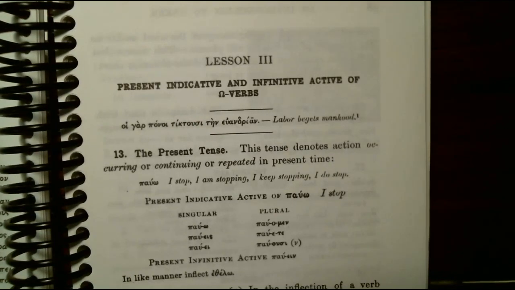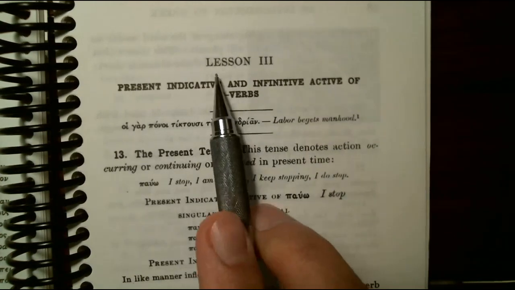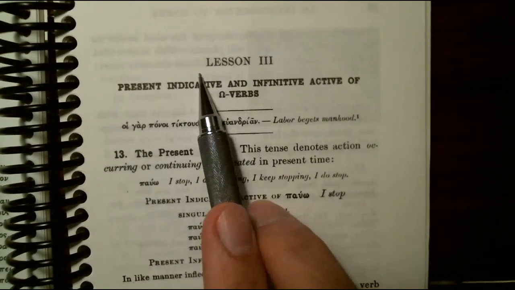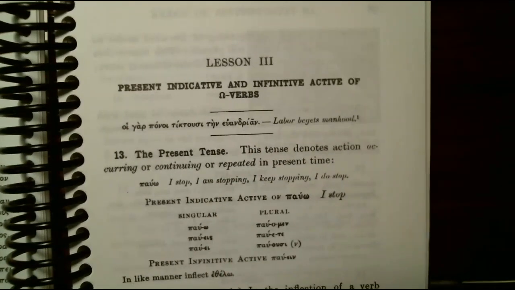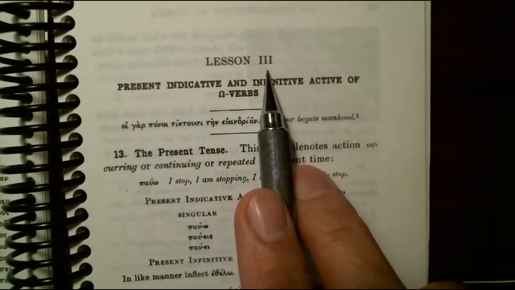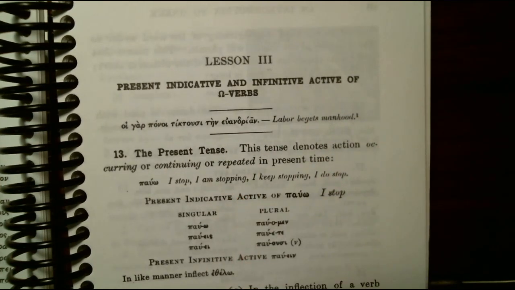This is Greek lesson number 5 and we are on chapter 3 in Crosby and Schaeffer. Crosby and Schaeffer list their chapters as lessons. I call my lessons lessons, so this is lesson number 5. We have 2 lessons for the introduction. This is our 5th lesson, which brings us to chapter 3 proper in Crosby and Schaeffer. This lesson is going to be about the present indicative and infinitive active of omega verbs.